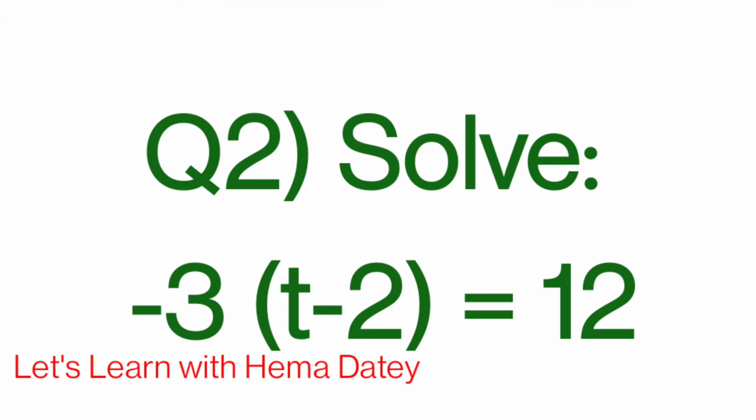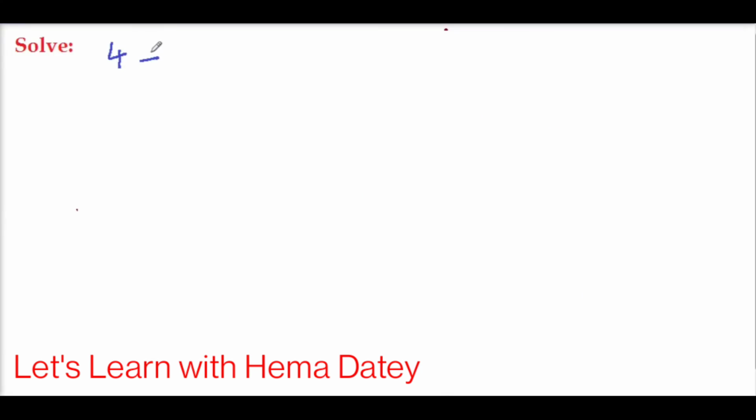Now you try question number 2. Solve minus 3 bracket t minus 2 bracket closed equals 12. Let's do the third question. 4 plus 5 bracket p minus 1 equals 34. Here also many operations are there.